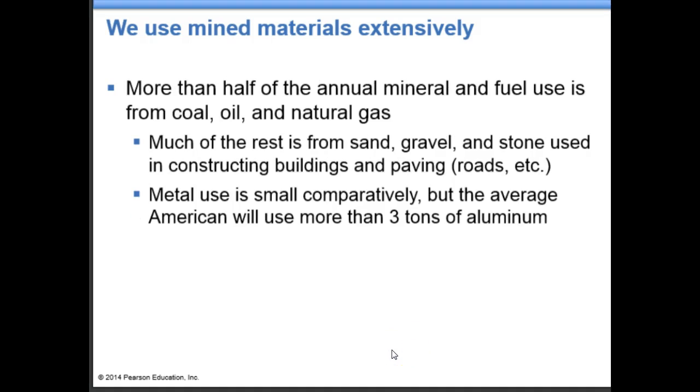More than half of the annual mineral and fuel use is from coal, oil, and natural gas, as we know from what is being mined and what I mentioned before. But the rest is from sand and gravel and stone. And these, as you know, are used in construction of buildings and paving and roads, etc. Metal use is small in comparison, but the average American will use more than 3 tons of aluminum. And as you remember from the last chapter, there's enough aluminum in the landfills to supply the world. So we really go through a lot of aluminum.